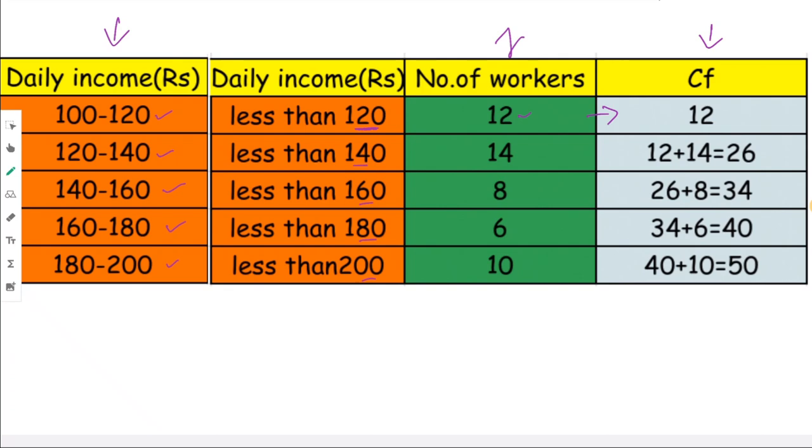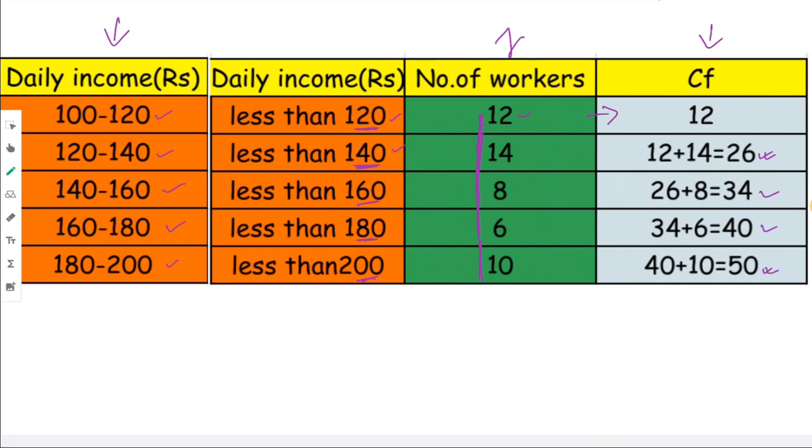Now how many of them are earning less than 140? Both these groups of workers are earning less than 140, so you have to add these two. 12 plus 14, you'll get 26. How many of the workers are earning less than 160? All these 3, so you add these 3 and you will get 34. How many are earning less than 180? You add 12 plus 14 plus 8 plus 6, and you get 40. How many are earning less than 200? All of them. So 12 plus 14 plus 8 plus 6 plus 10, and that's how you get 50.